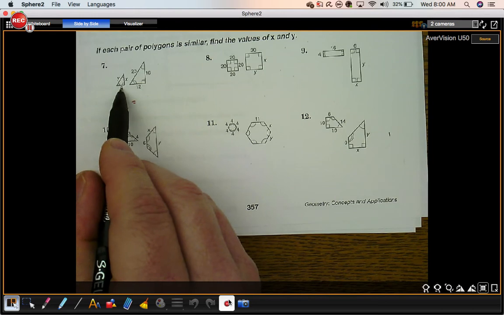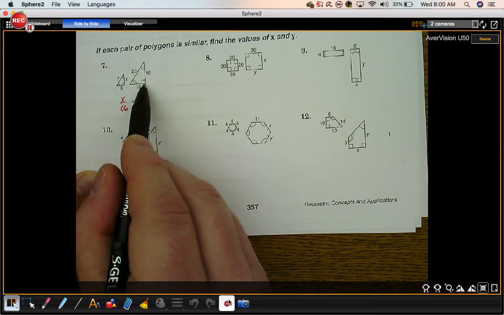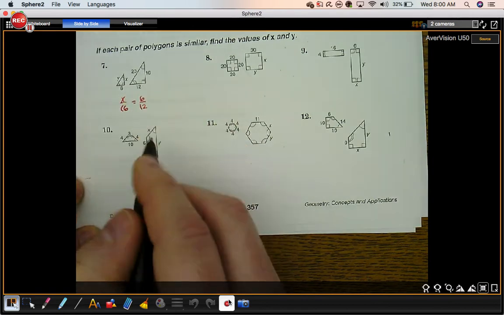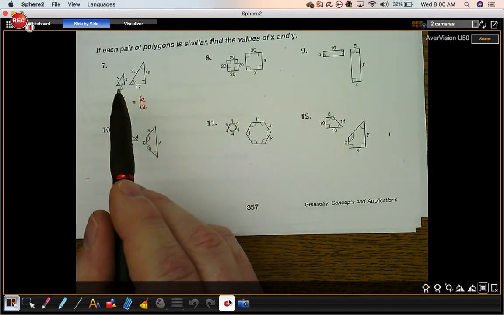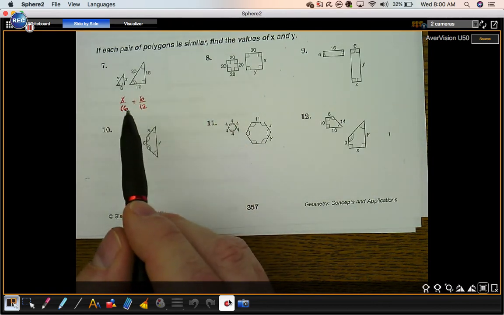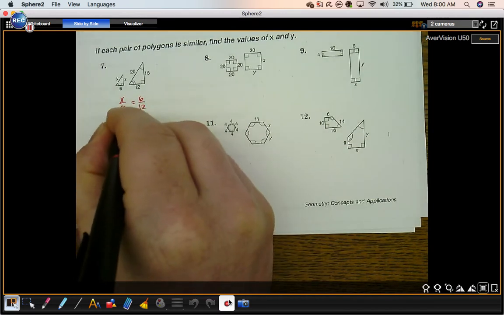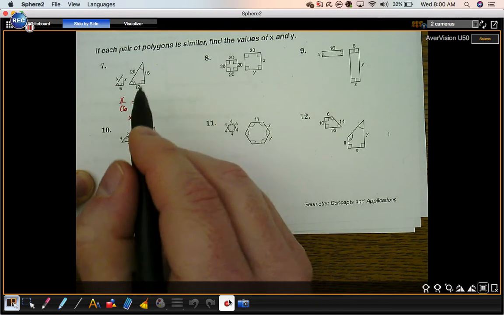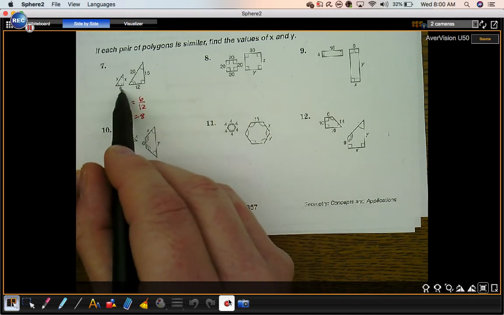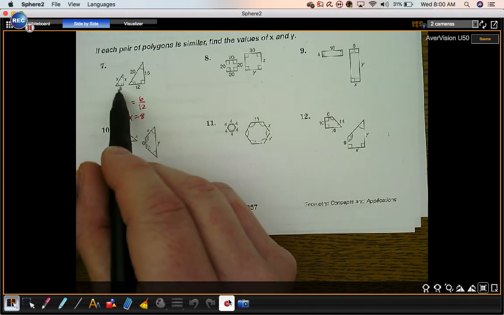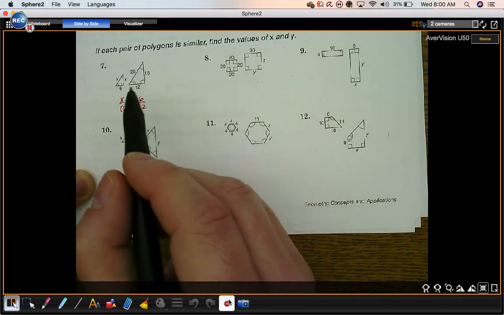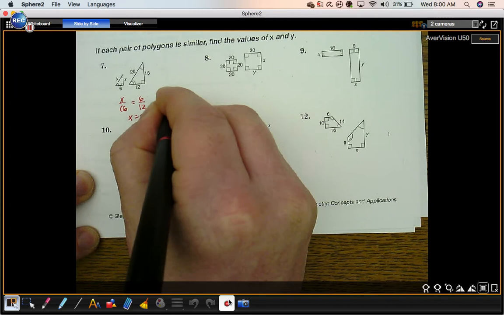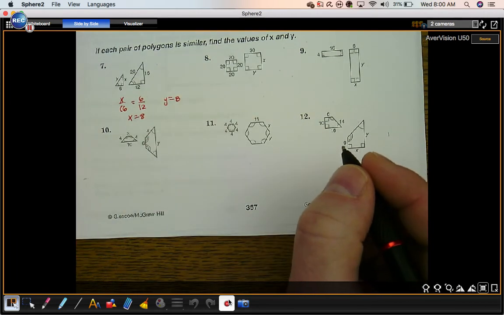I know that 6 goes with 12 because of the markings, not because they're both on the bottom. Now, I don't need a calculator for this because I know that 6 is half of 12. So what's half of 16? 8. I'll use the same concept here. The similarity ratio is 1 to 2. So this ratio is 1 to 2. So y is 8.